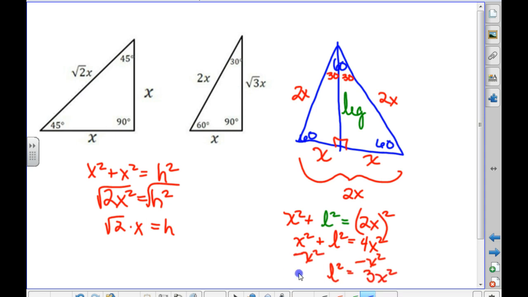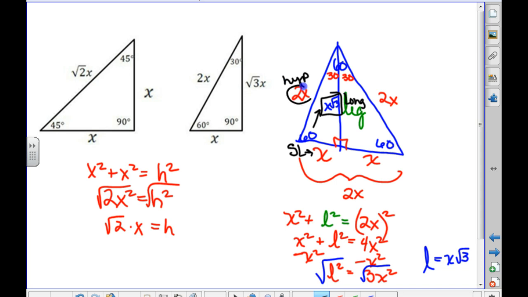If I square root both sides, that leg is equal to x times the square root of 3. So this leg down the middle is x square roots of 3. That means we have a short leg down here across from a 30 degree. I always call this the short leg. The long leg is across from the 60. That's this piece right in here. And the hypotenuse is 2x.